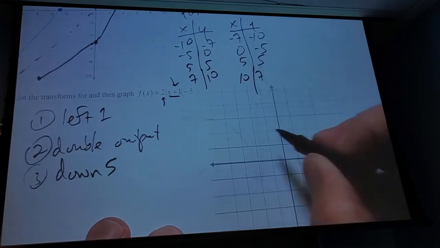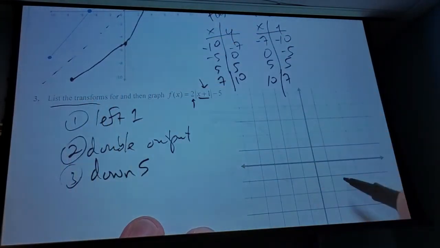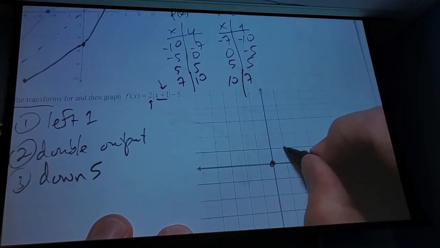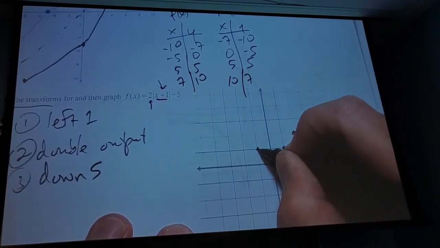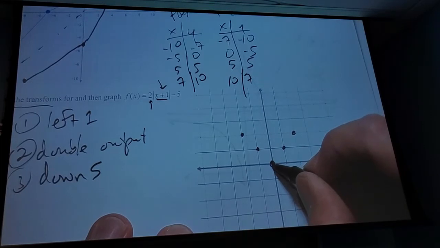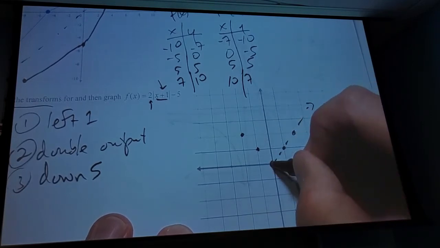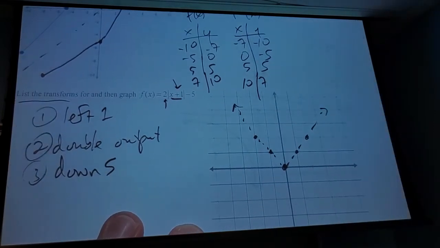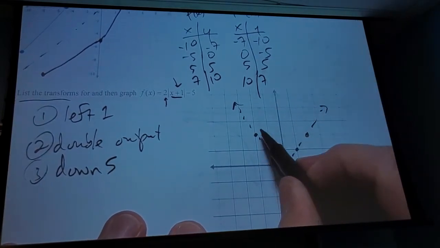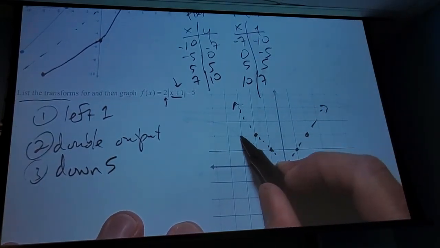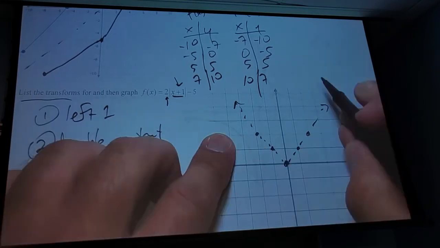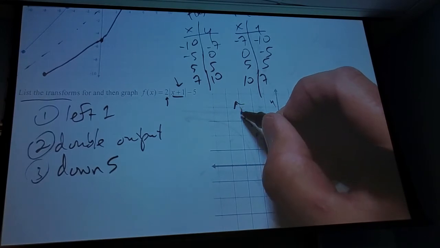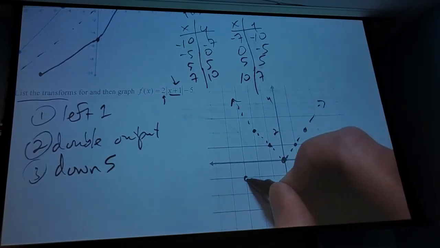Whenever I ask you to use transforms, you have to graph the base graph, right? So 0, 0, 1, 1, 2, 2, -1, -1, -2, 2, and so on. So my base graph is just an absolute value. Now I just take a point, I move it left 1, double the output, so the output's 2, so now it's going to be 4. And then I move down 5. 1, 2, 3, 4, 5.